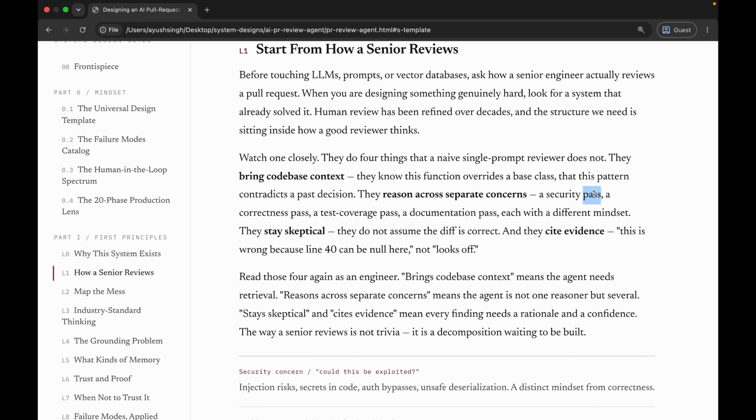There can be a security. Is it secure enough? There can be correctness. Is it correct enough? Has it covered the test or not? Whether a documentation passed, whether it is readable or not. Each with a different mindset, which means that they're thinking from a different mindset for reviewing a particular PR.